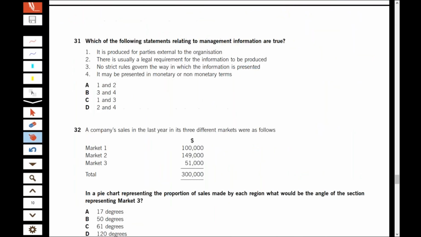Number 31. Which of the following statements relating to management information are true? Number one, it is produced for parties external to the organization. No, it's for the internal parties.